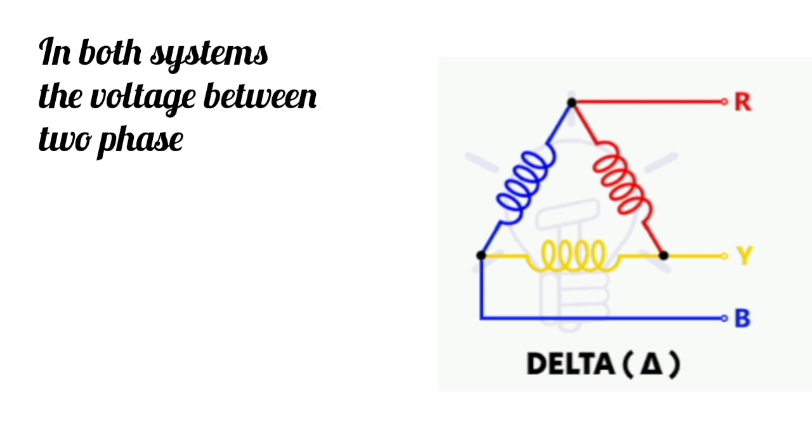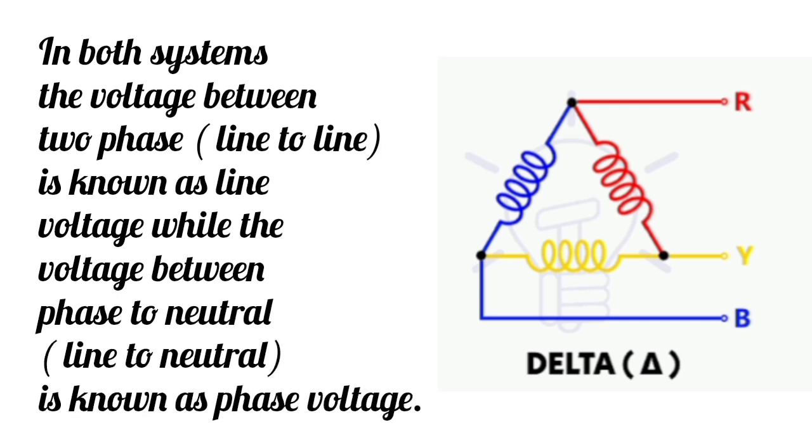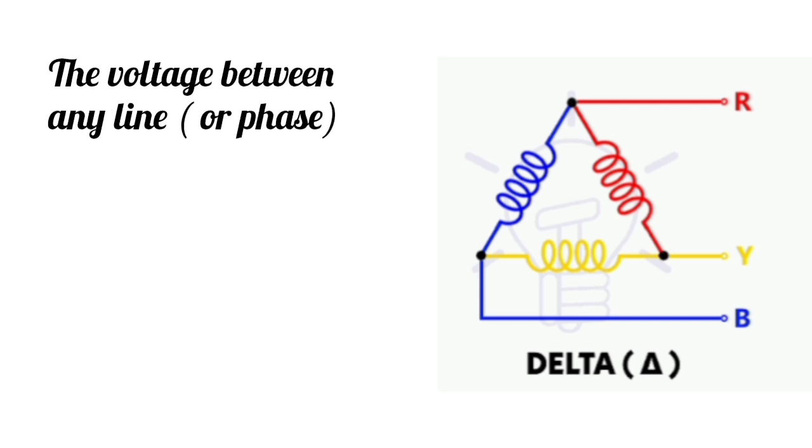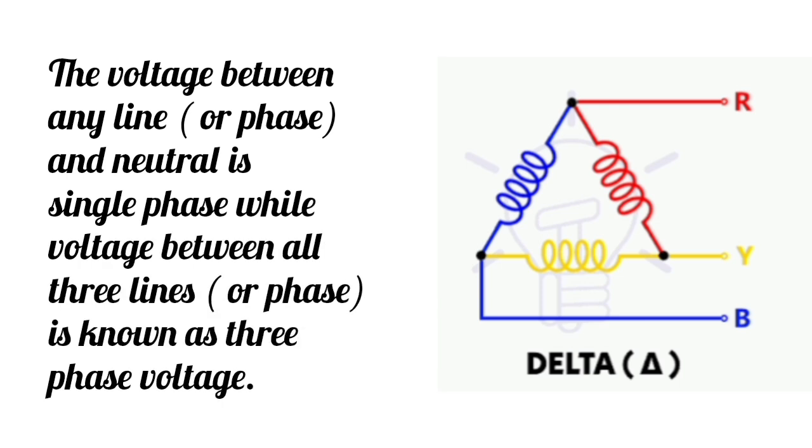In both systems, the voltage between two phases, line to line, is known as line voltage, while the voltage between phase and neutral, line to neutral, is known as phase voltage. The voltage between any line or phase and neutral is single-phase, while the voltage between all three lines or phases is known as three-phase voltage.